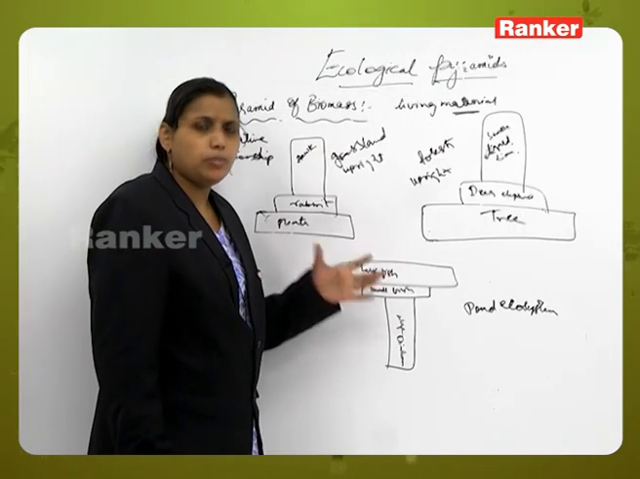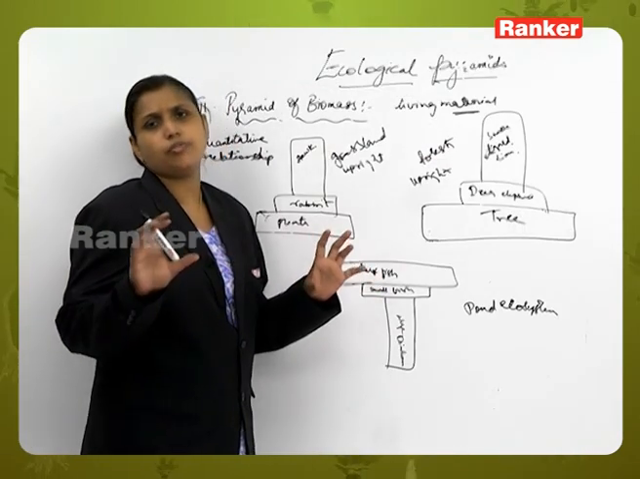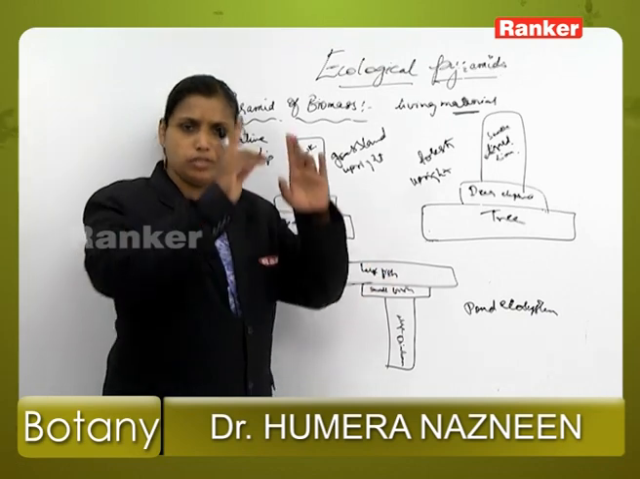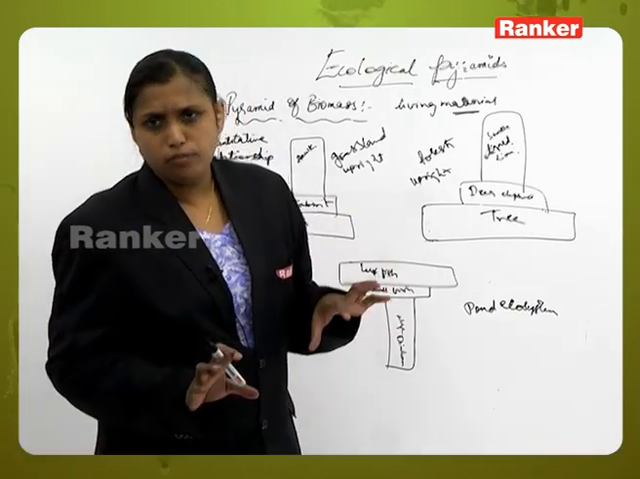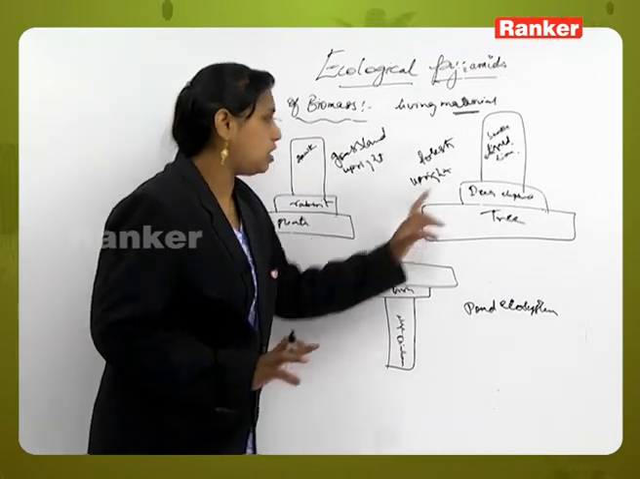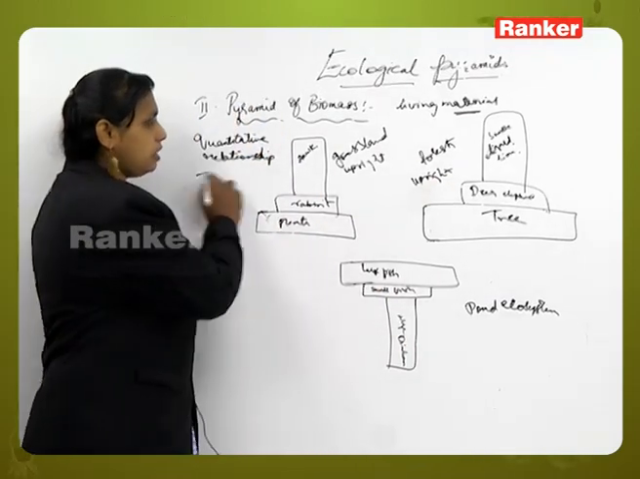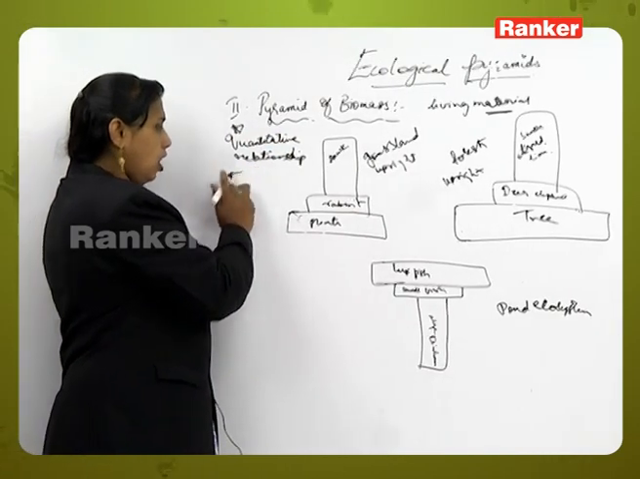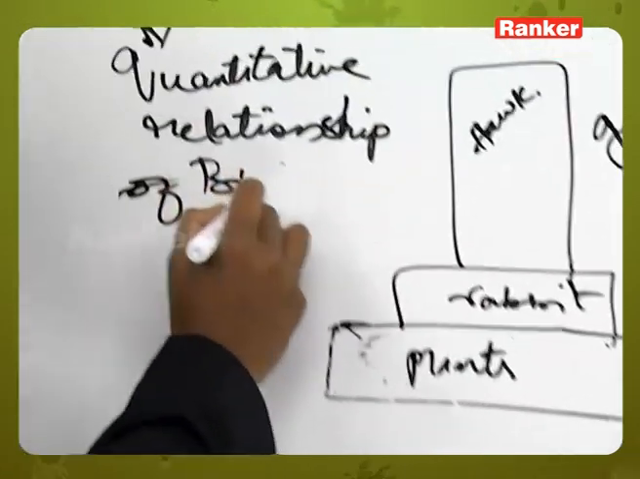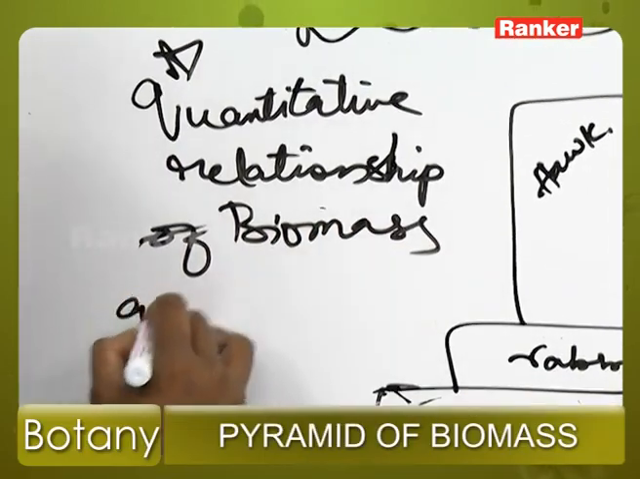So in favorable conditions, the normal structure of the pyramid of biomass is always upright, whereas in unfavorable conditions it will show an inverted form. Okay. Now these are the different shapes, and here also the shapes are very important. The importance of biomass is that it shows the quantitative relationship of biomass at different trophic levels.